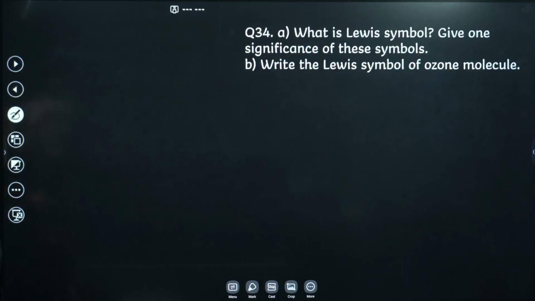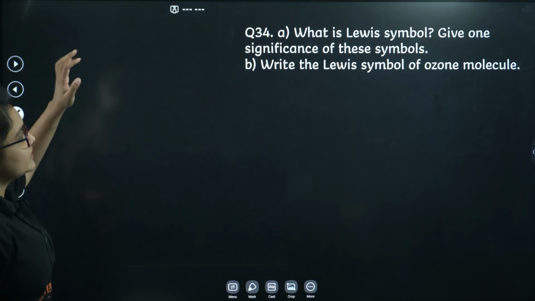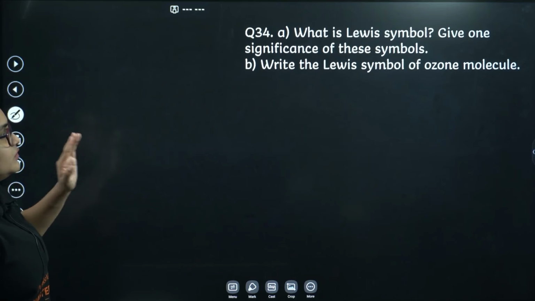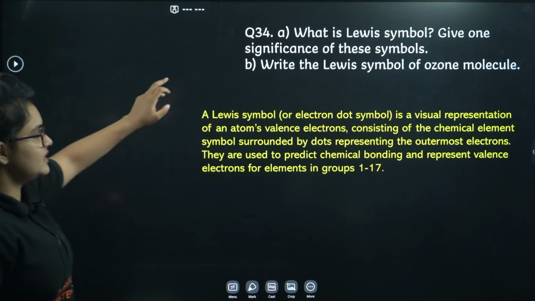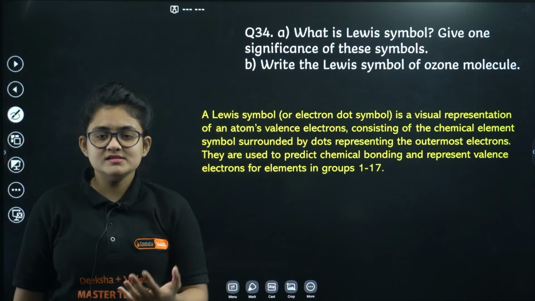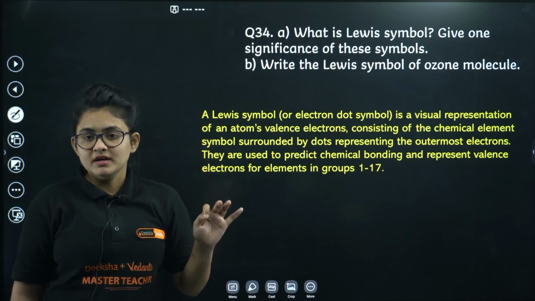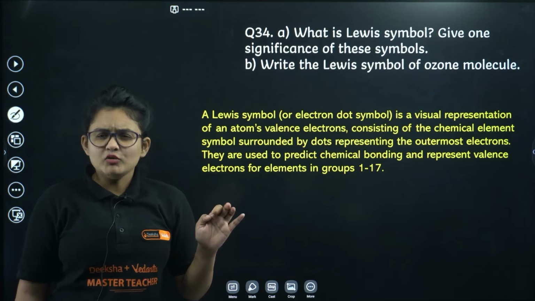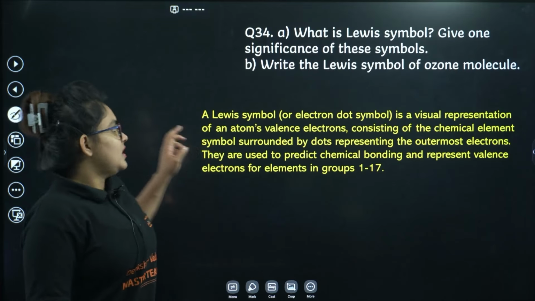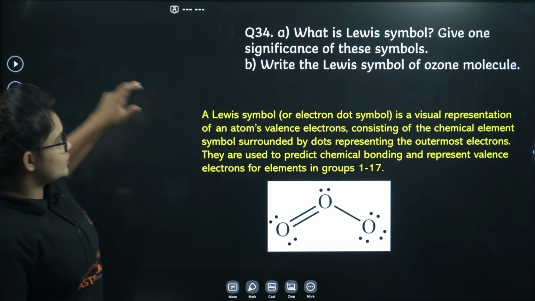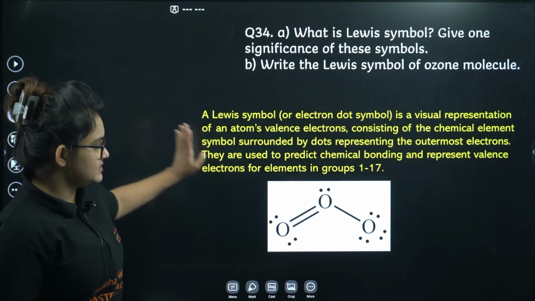Let's proceed. What is the Lewis symbol? Give one significance of this symbol and write the Lewis symbol of the ozone molecule. Here you can see the Lewis symbol: whenever the valence shell electrons, the outermost electrons, are represented around the atom as dots. Now for the ozone molecule, it looks something like this.